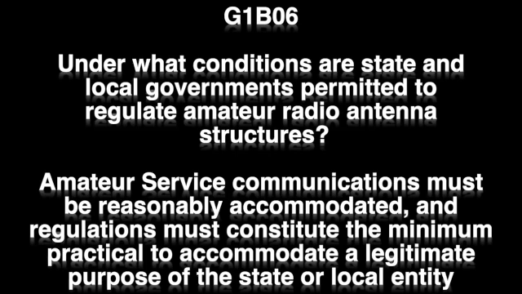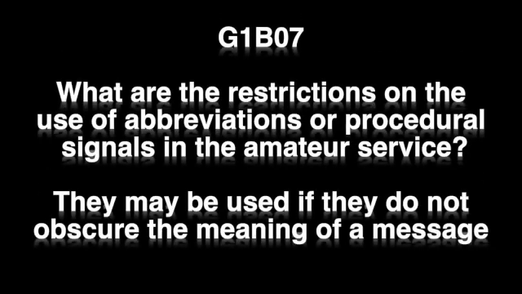G1B06. Under what conditions are state and local governments permitted to regulate amateur radio antenna structures? Amateur service communications must be reasonably accommodated, and regulations must constitute the minimum practical to accommodate a legitimate purpose of the state or local entity. G1B07. What are the restrictions on the use of abbreviations or procedural signals in the amateur service? They may be used if they do not obscure the meaning of a message.